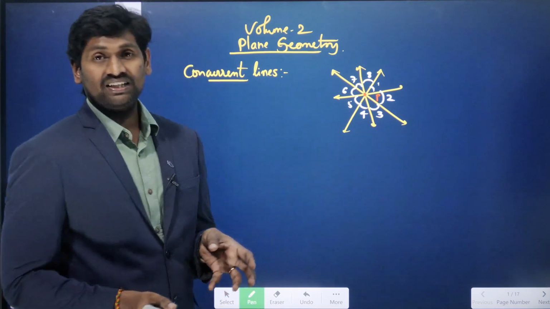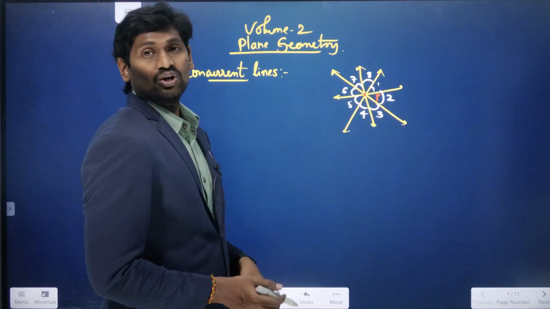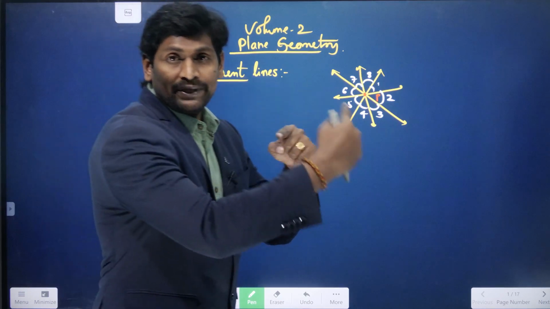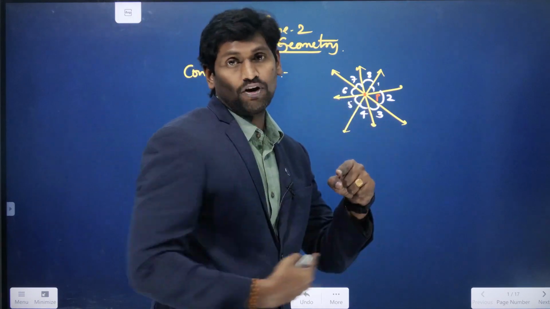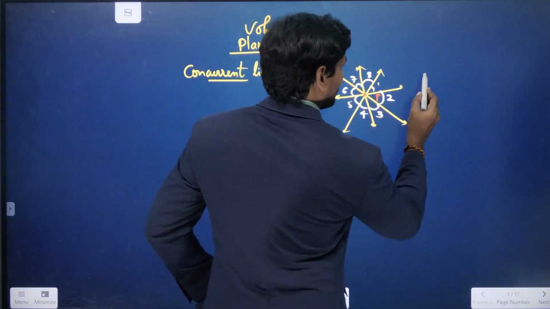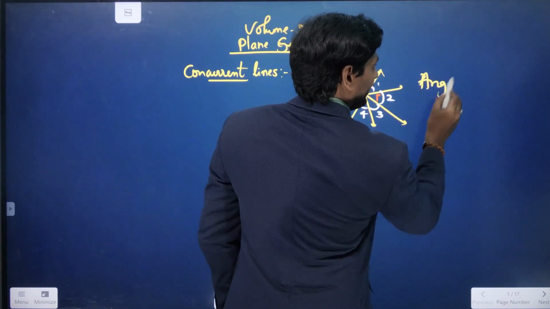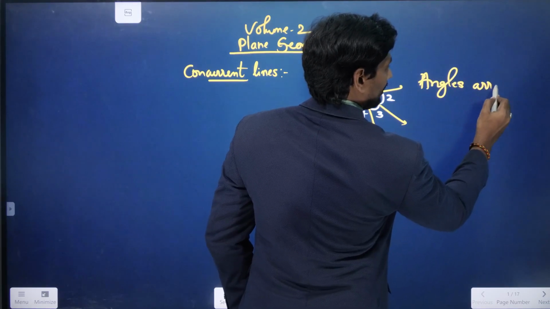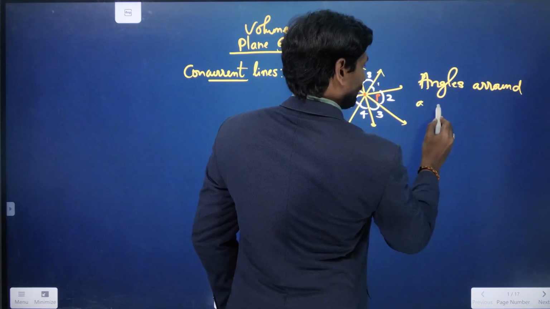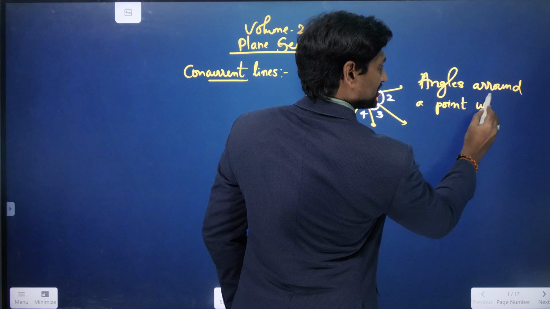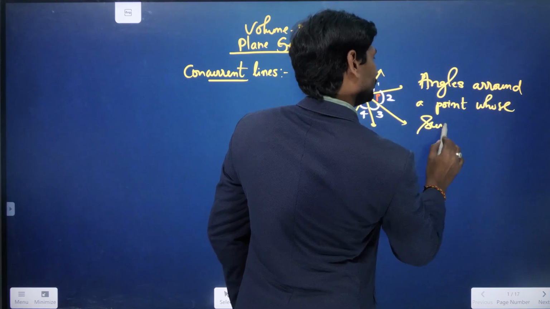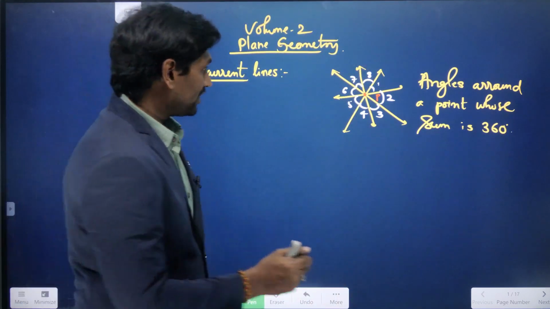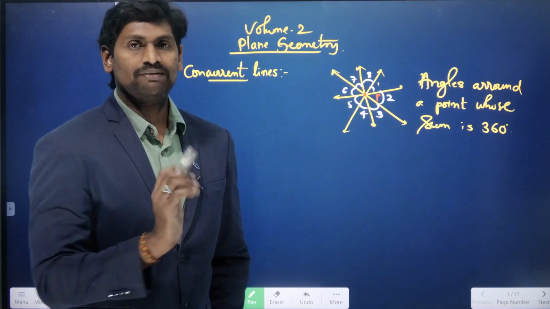So simply we can say that angles around a point are 360 degrees, because while you are observing all these angles, it is forming a complete rotation, nothing but a circle format. So simply we can identify: angles around a point, whose sum is 360 degrees. This is about the concurrent lines.